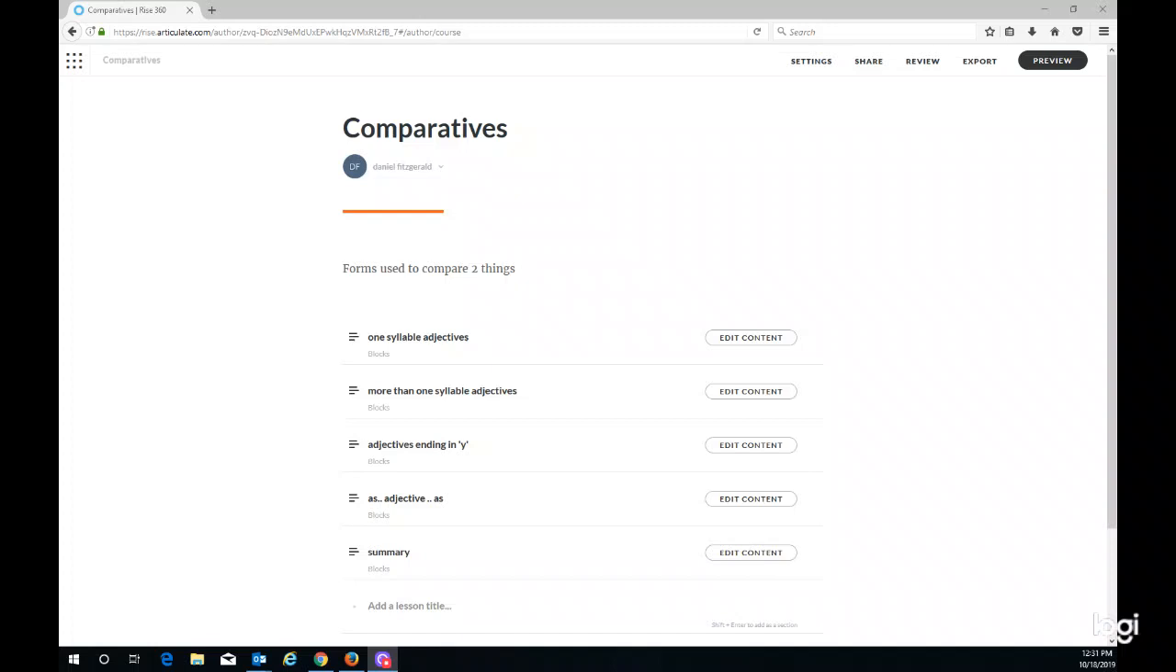Hello. Today, let's talk about comparatives. How we compare two things. We'll look at using one-syllable adjectives. We'll look at using more than one-syllable adjectives. We'll look at using adjectives ending in Y and using as plus an adjective as.